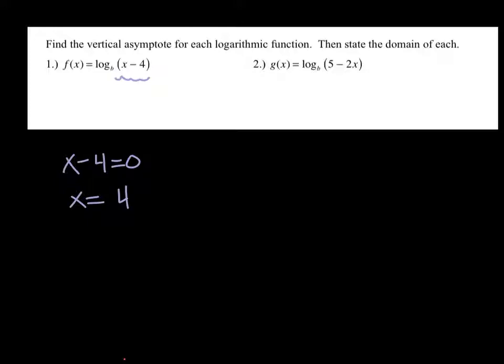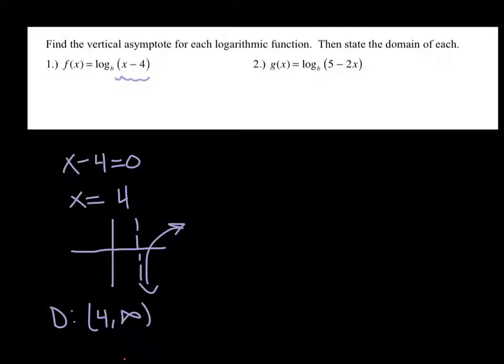If you graph this, and again, this would be a rough graph, your vertical asymptote should be somewhere over here at 4, and that would be something like your function. So your domain would be from 4 to positive infinity. And your vertical asymptote would be at x equals 4.